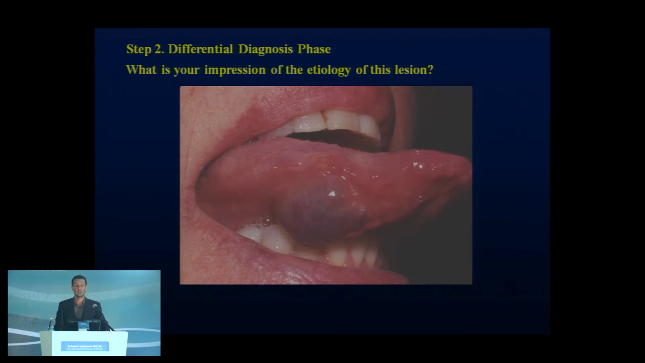So this patient, after I asked them, has had this their whole life. And it's gotten a little bigger over time. Doesn't hurt at all.